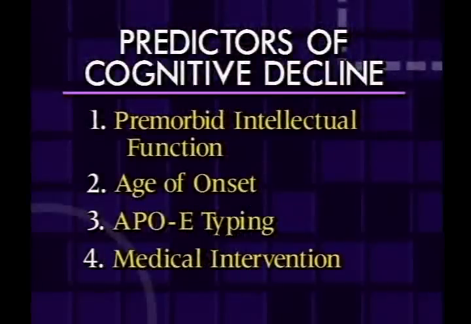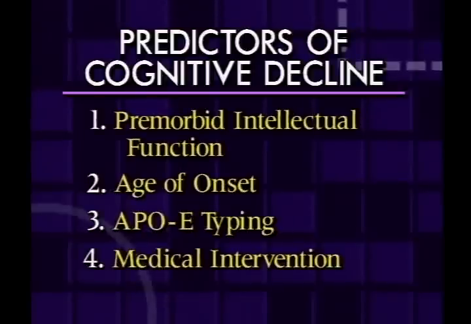Is it possible to predict how rapidly a patient is going to lose their intellectual abilities? Well, some people think that there may be some ways of predicting. A few of the factors to take into account is, first of all, premorbid intellectual function. Patients who started off with less intellectual reserve probably have a more rapid intellectual decline. High intellect, high functioning individuals probably have a more gentle decline. Age of onset. Patients with early onset dementia, that is occurring before the age of 65, tend to have a more rapid and perhaps more malignant course.